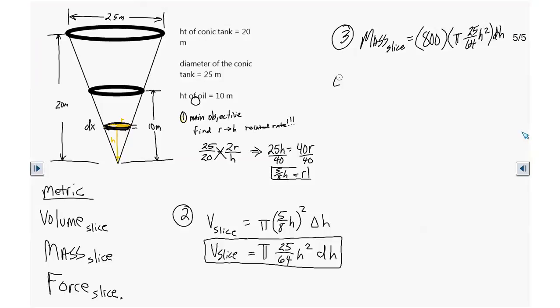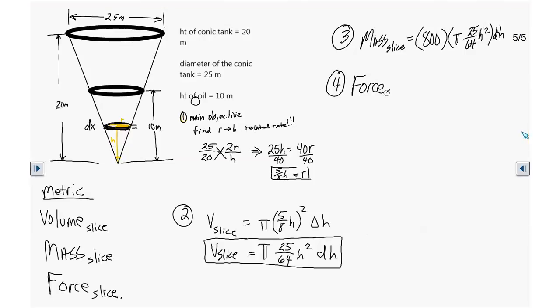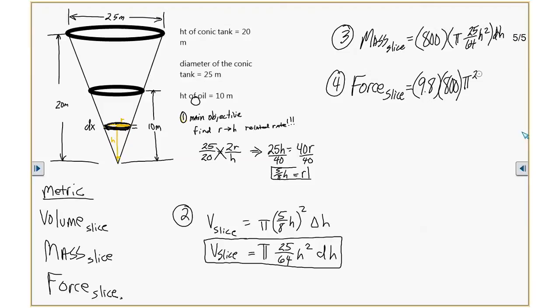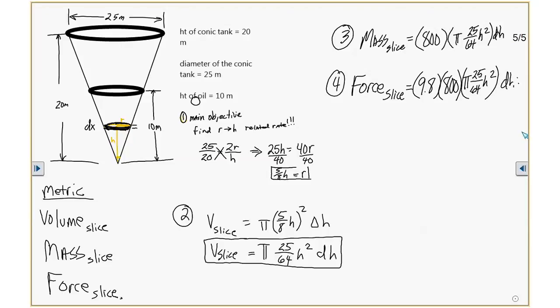And then the force, you've got to add the 9.8 because it's in metric.